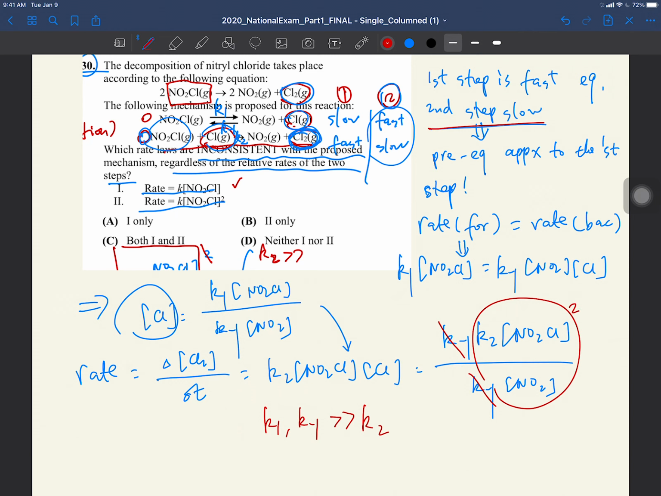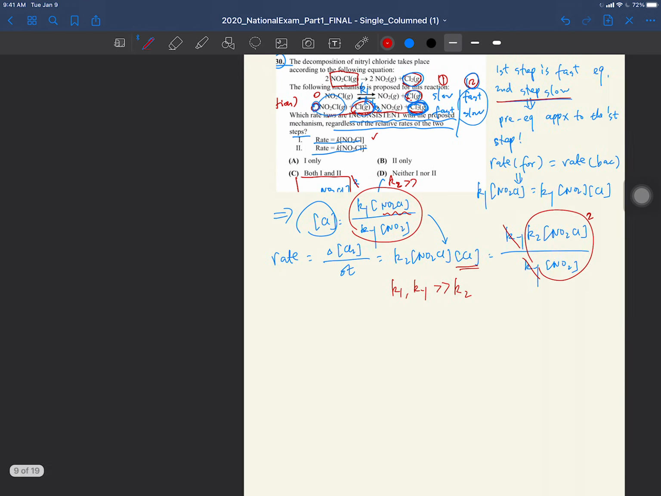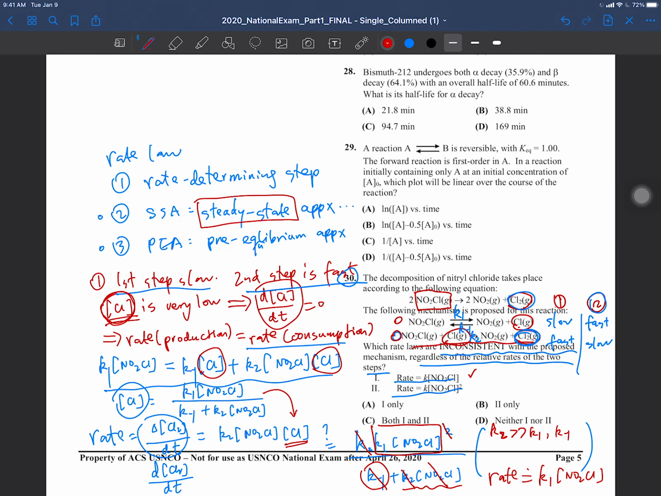Oh, there is a square, guys. I apologize. Because there is already a NO2Cl here, right? Am I right? So we got something like this. So obviously, if you go back, in R2.